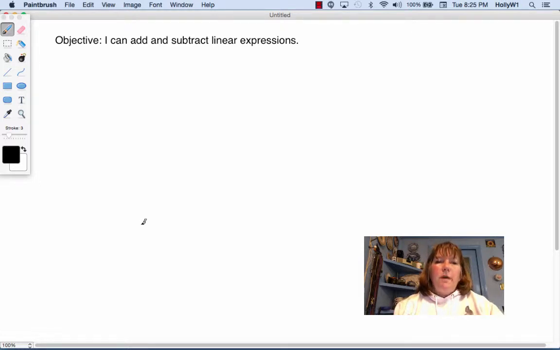Hi, welcome to adding and subtracting linear expressions. So in the past we have simplified algebraic expressions. Now we're going to talk about adding and subtracting linear expressions.